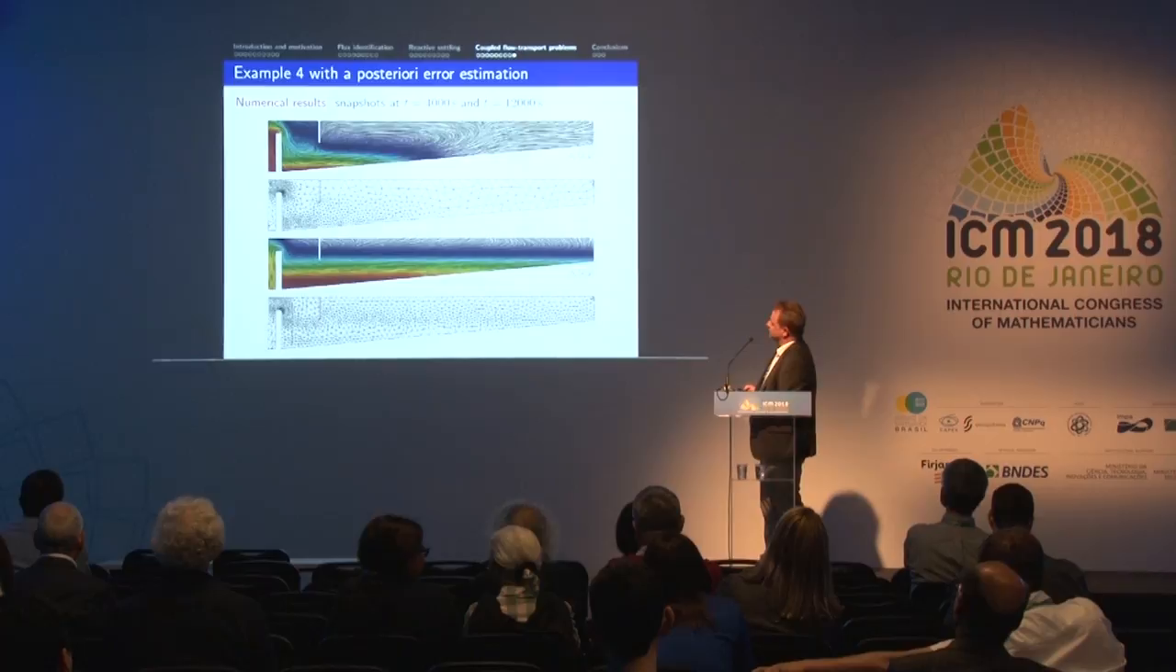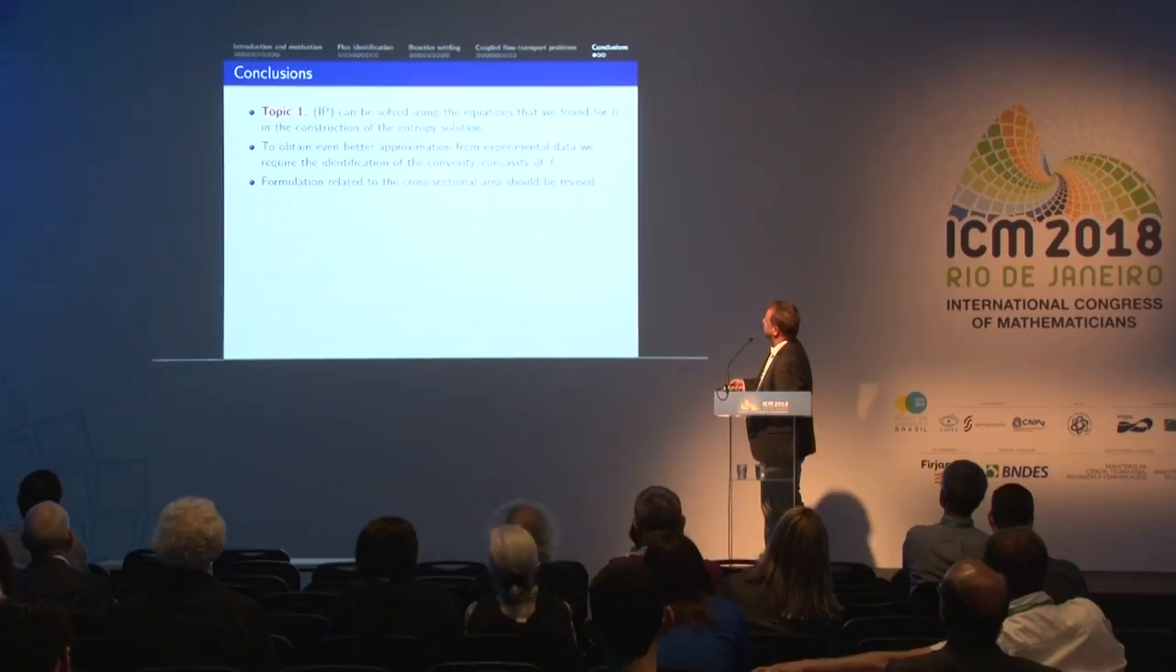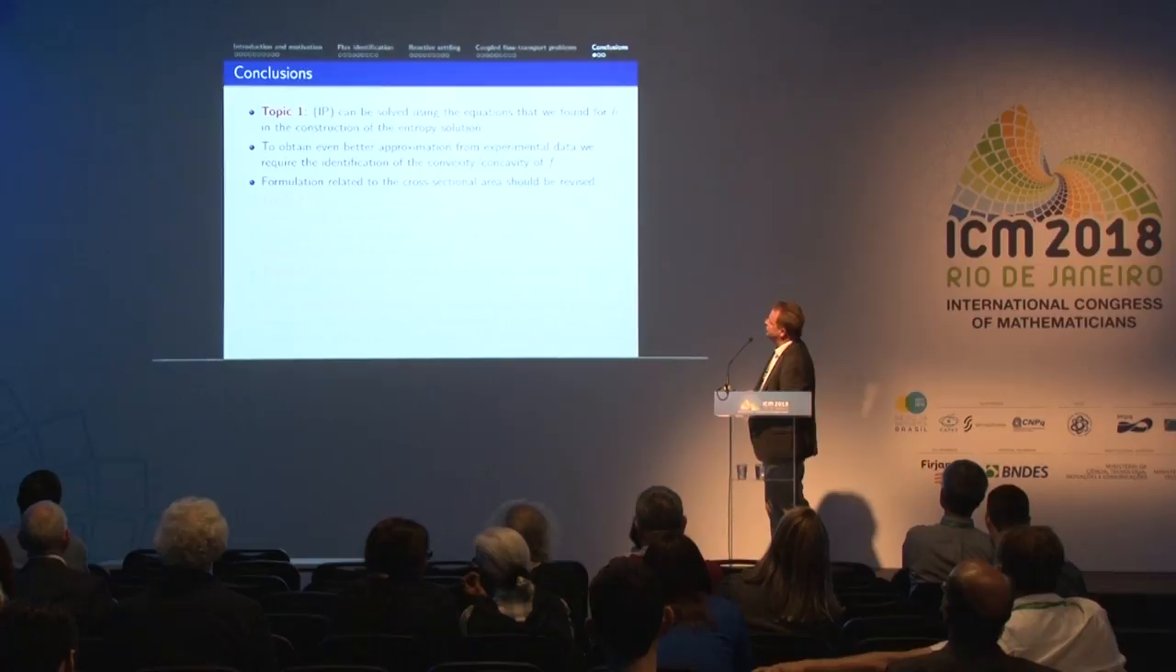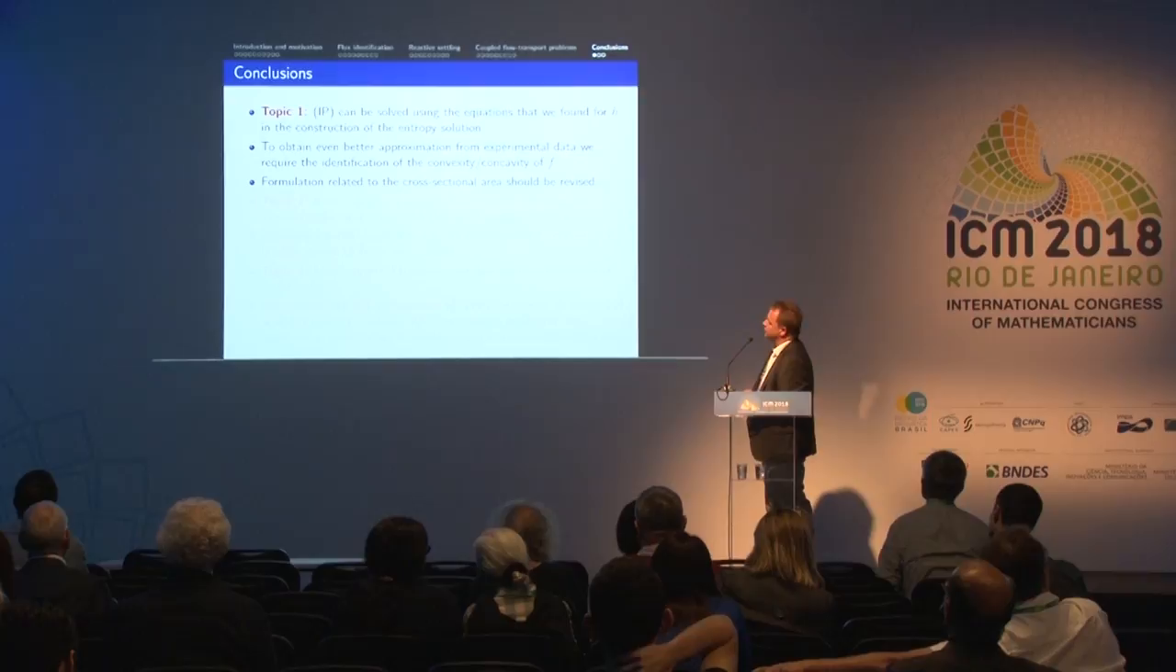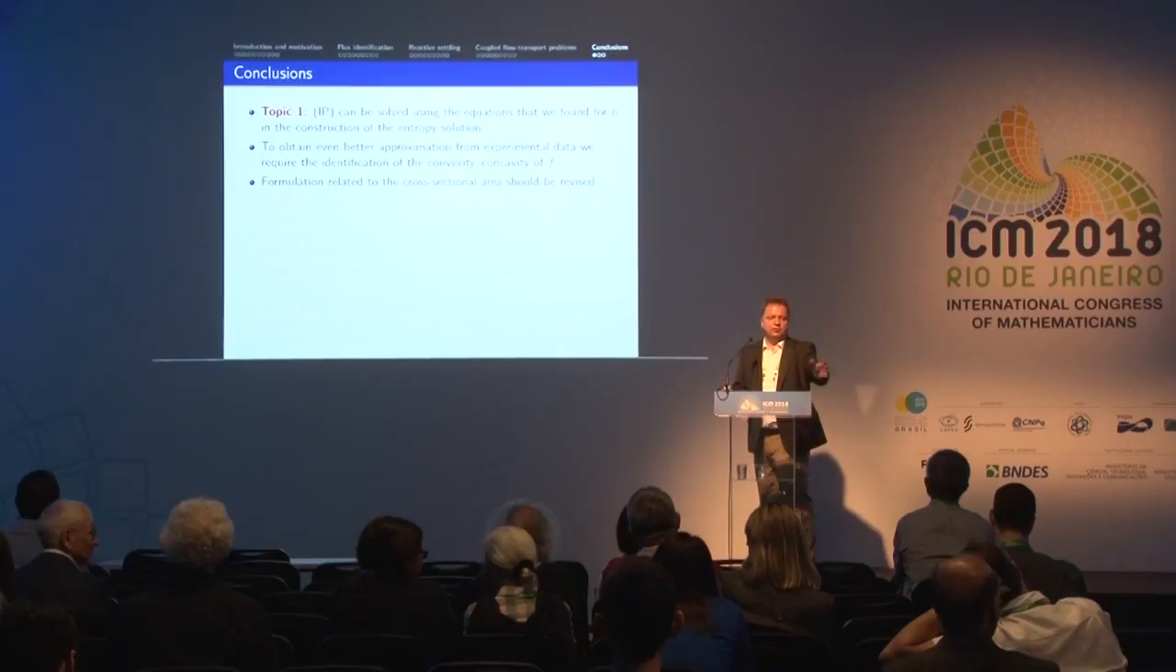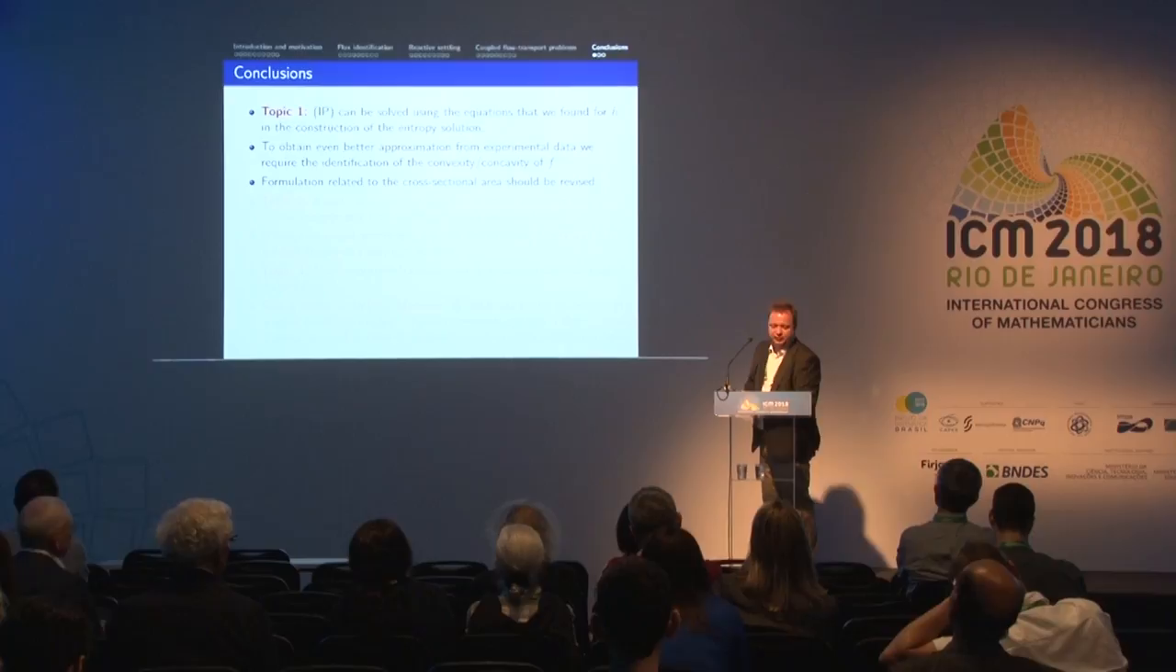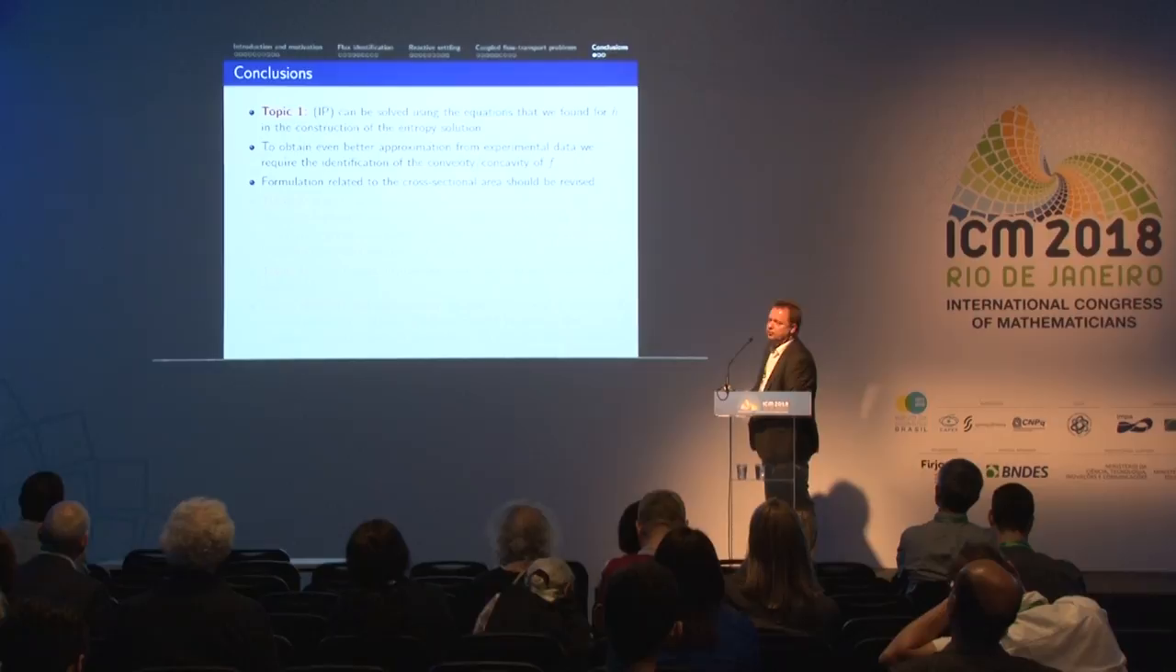Now, with this result, I would like to come to the conclusions of the presentation. Topic one has shown a new method of flux identification in cones. We see that an inverse problem can be solved using the equation that we found for the height in the construction of the entropy solution. The quality of the solution that we get could be improved if we presuppose information on the concavity or convexity of the flux, and of course the formulation related to the cross-sectional area, which was a very rough lumped one, should be revised.